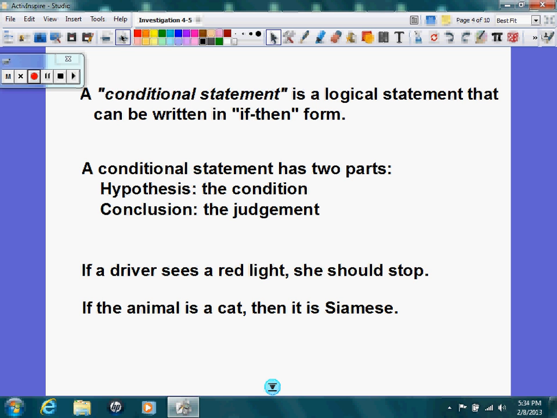Here's another one. If an animal is a cat, then it is a Siamese cat, I suppose. Well, that may not be true. So that would actually be a false statement.